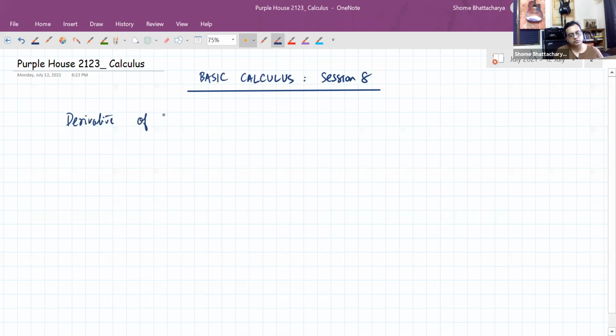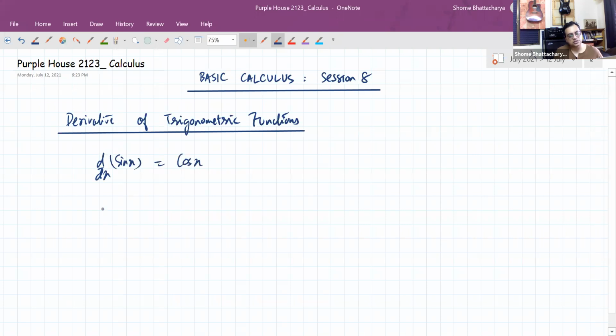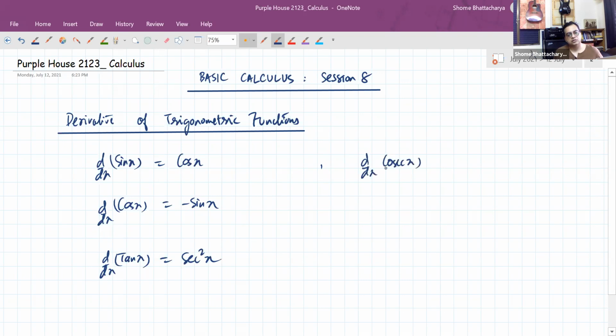So derivative of trigonometric functions. We start with the two that we are familiar with. Differentiation of sin x is cos x, and the derivative of cos x, as we've seen, is minus sin x. Now the additional formulas: the derivative of tan x is sec square x. Then the derivative of cosec x is minus cosec x cot x.